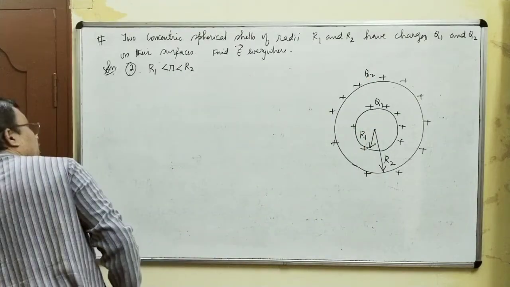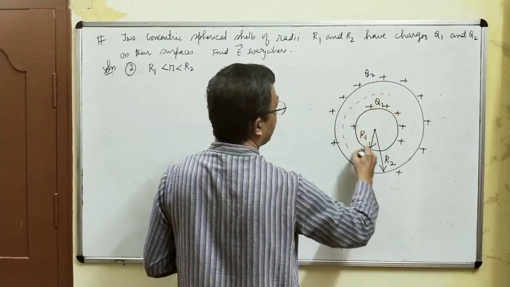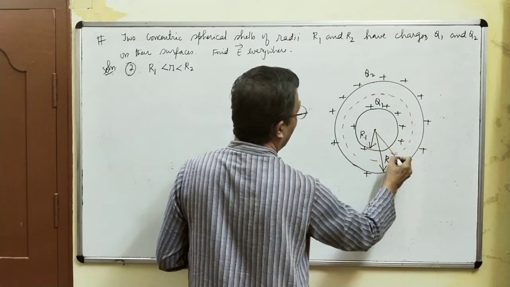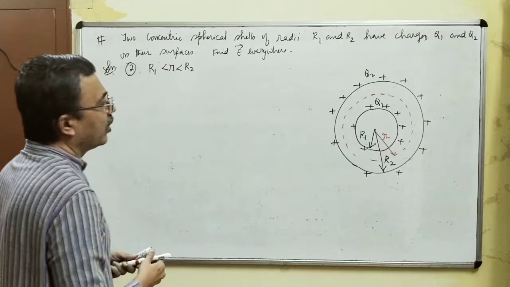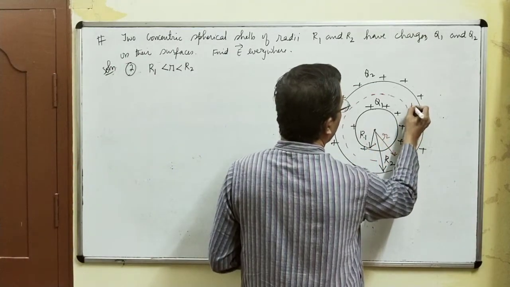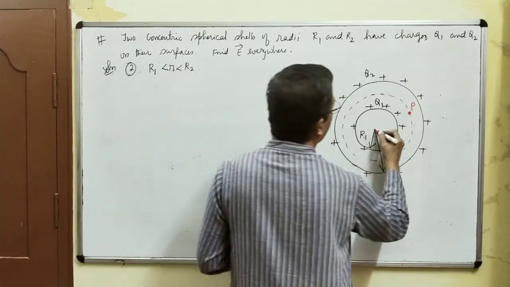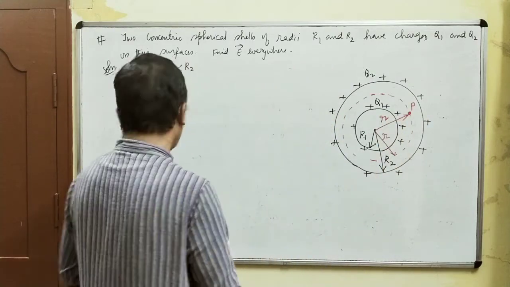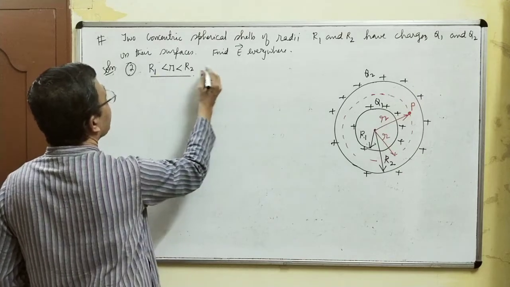Now, this is the Gaussian sphere. The radius of this Gaussian sphere is what? R. This is the point of interest. P is the point of interest. The point of interest is at a distance R because the radius of the Gaussian surface is R.